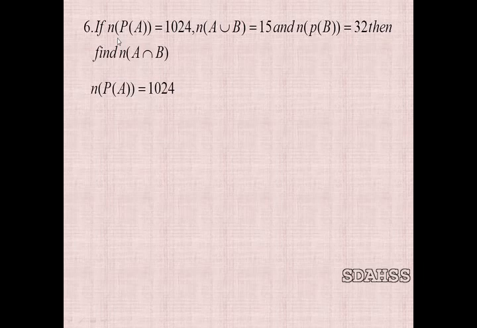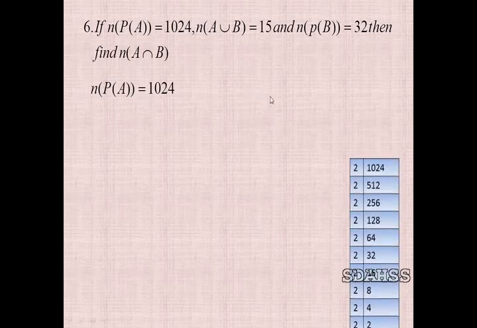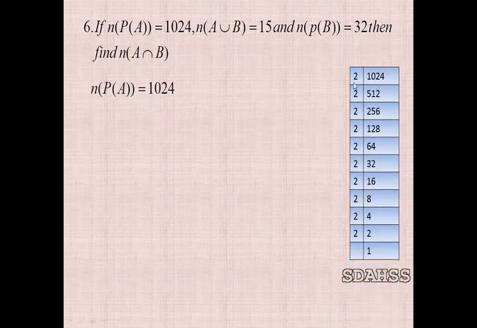First, take down n of P of A is equal to 1024. Find the LCM. 1024 can be divided by 2. If you divide, you will get 512. Again divide by 2, then you will get 256. Then divide by 2, you will get 128. Again divide by 2, then you have 64. Then divide by 2, you have 32. Then divide by 2, you have 16. Divide by 2, 8. Then divide by 2, 4. Divide by 2, then you have 2. Divide by 2, you have 1.